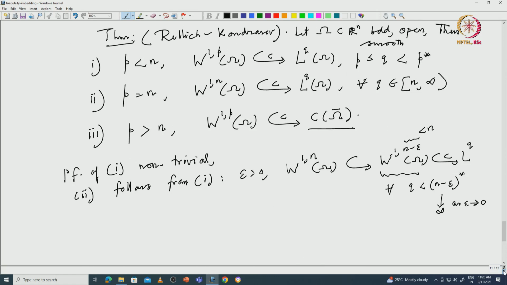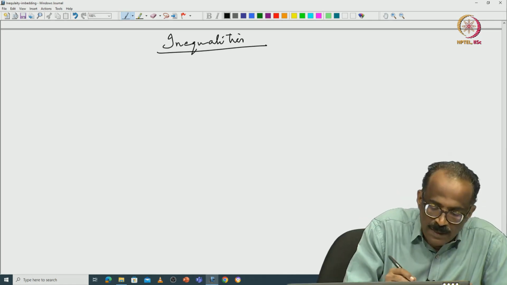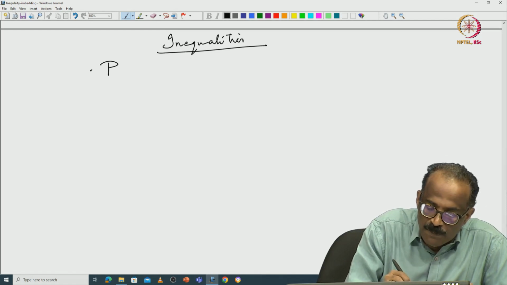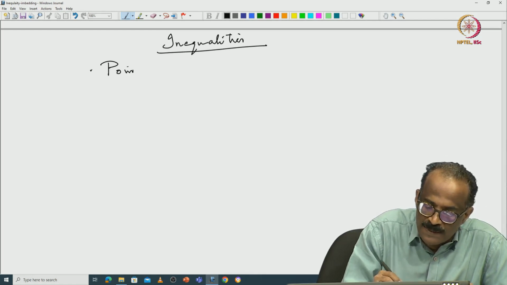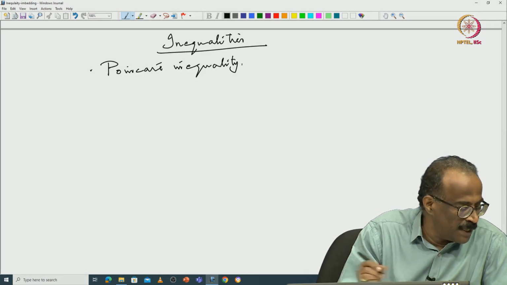So, let me go to the final part before the variational formulation: inequalities. I want to prove one important inequality. I do not know if I will have time, but let me state it first and then we will do that one. The first important thing we will be immediately using is the Poincare inequality. What is the Poincare inequality?